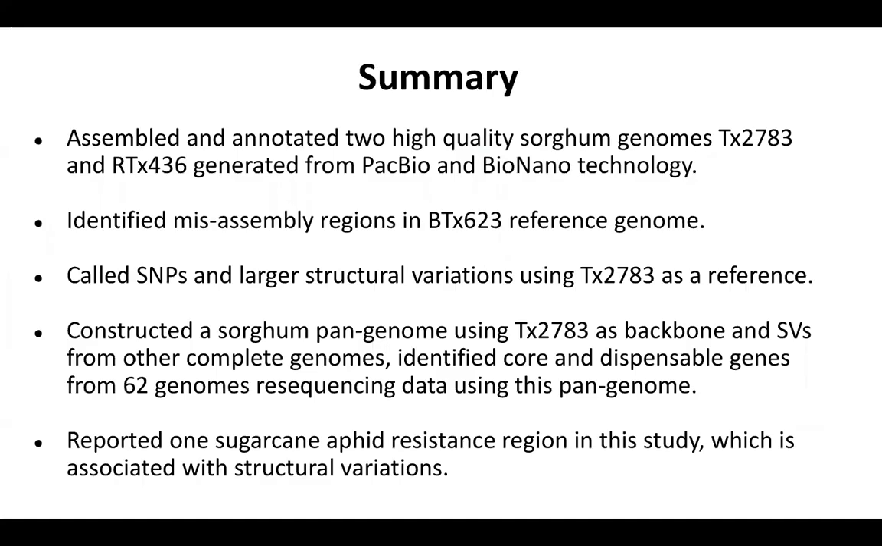As a summary, in this study, we assembled and annotated two high-quality sorghum genomes, TX2003 and RTx436, using PacBio and Bionano technology. We identified the missing assembly regions in the BTx623 reference genome, and called SNPs and structural variations using TX2003 as the reference genome. We constructed a sorghum pangenome and identified the core and dispensable genes from 62 genome resequencing datasets using this pangenome. We reported one sugarcane aphid resistance region in this study, which is associated with structural variations, and the gene deletion could be very important for sugarcane aphid resistance in TX2003.